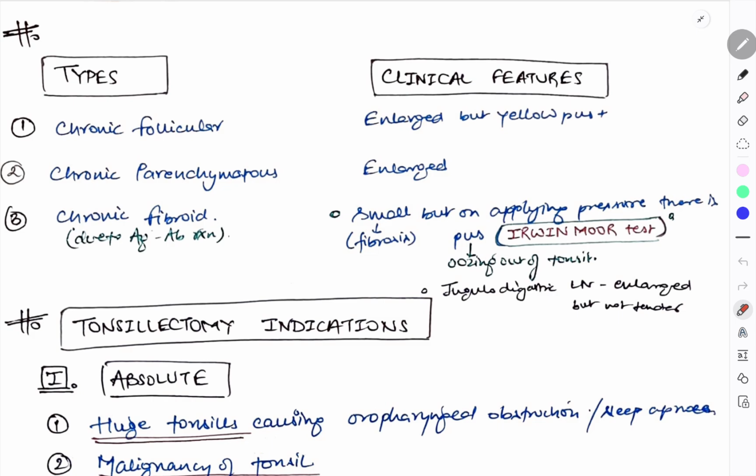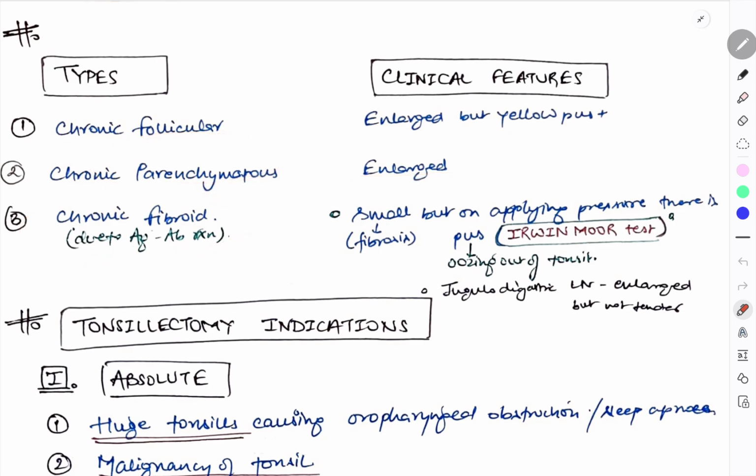Now we'll see about the types of chronic tonsillitis. So first we have chronic follicular tonsillitis, chronic parenchymatous tonsillitis and chronic fibroid tonsillitis. In chronic follicular, you'll see the tonsil will be enlarged with a yellow pus deposition, that may be calcium deposition or something else. In chronic parenchymatous, the tonsil will be enlarged. In chronic fibroid, it is due to antigen antibody reaction.